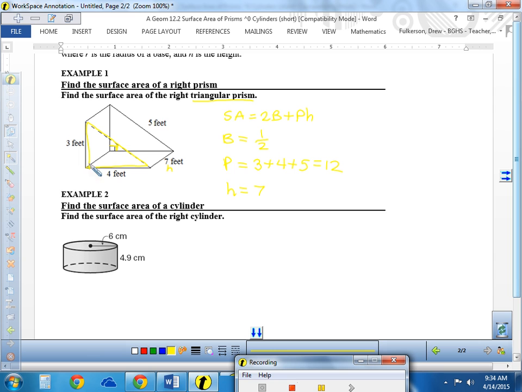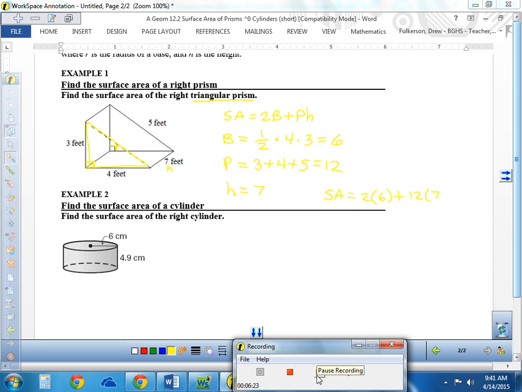So here's the right angle, it can be transferred over. What numbers meet on those sides? Those are the 3 and the 4. So 1/2 times 4 times 3, so that is 6. Now I have all the terms that I need to substitute into our formula. So we can write out surface area equals 2 times 6 plus 12 times 7.